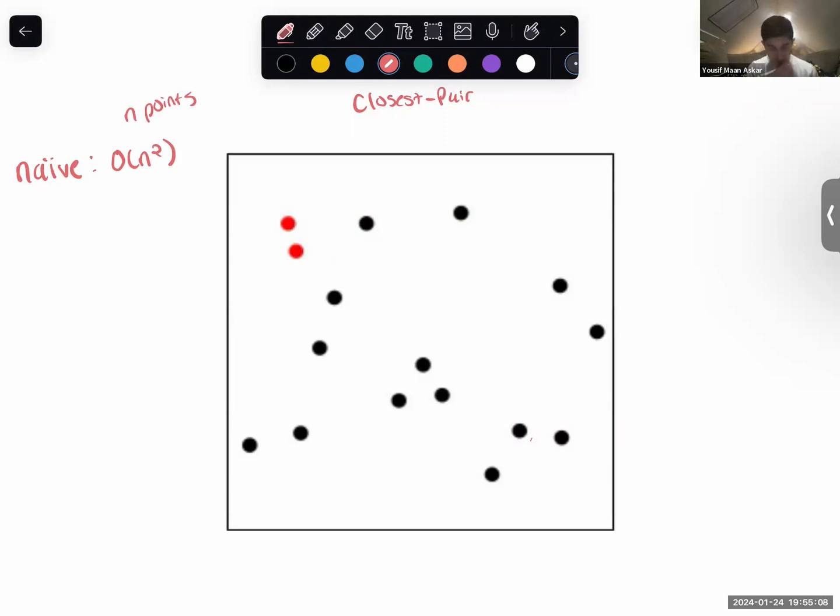That's kind of bad. So what we're going to try to do is use divide and conquer to make our runtime better. In particular, we're going to make it O of n log n. So how are we going to do this? Well, remember, there are two parts to divide and conquer. There's divide and there's conquer. So we're going to focus on the divide part.